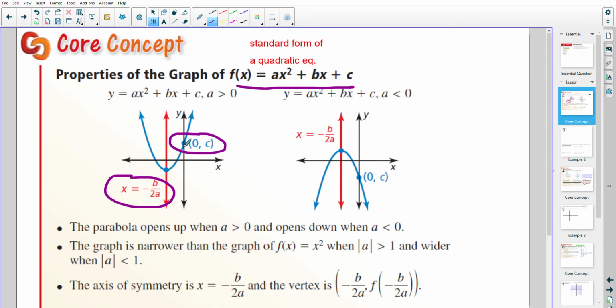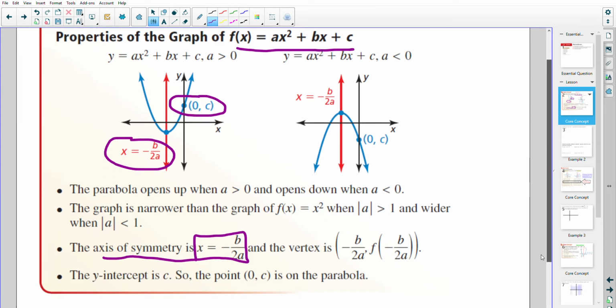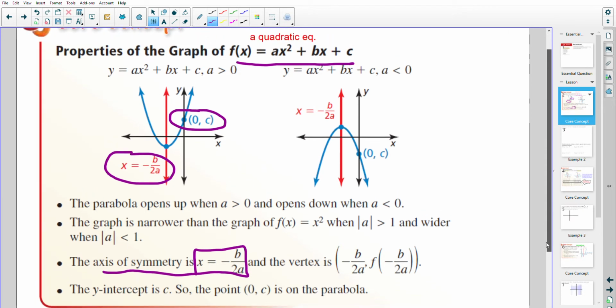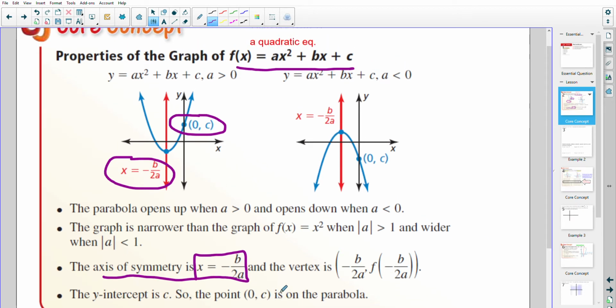Also, you have something called an axis of symmetry, and the axis of symmetry is an equation. Just make sure you remember it's an equation. It's not just negative b over 2a, but it's the equation of the line that goes through the vertex. And you can also find the y-intercept by just plugging 0 in for x and getting your c.